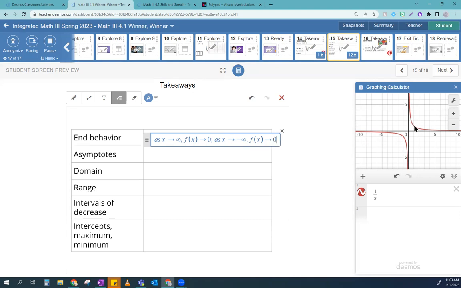How do you know that, Ms. Johnson? Because as I go all the way out, it's going towards 0. As I go all the way to the left, it's going towards 0. What are your asymptotes here? Your asymptotes. What are your asymptotes in this case? We talked a little bit about this.